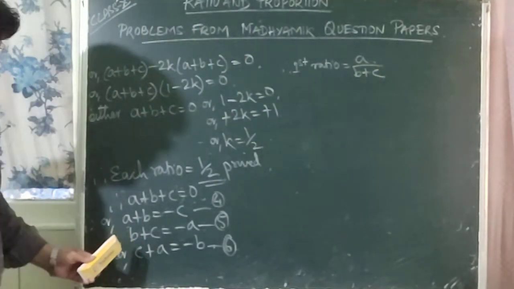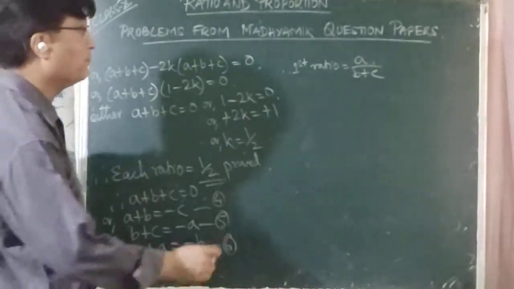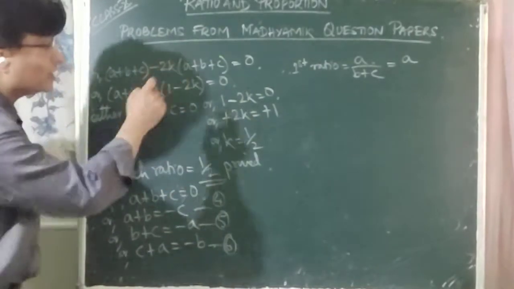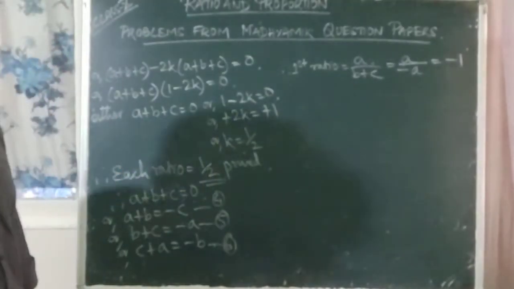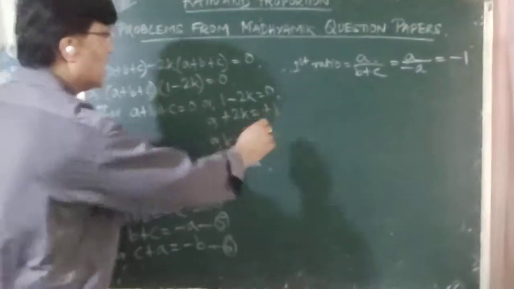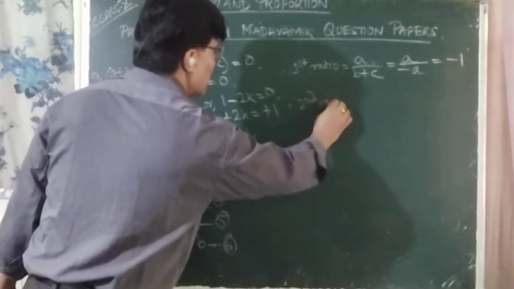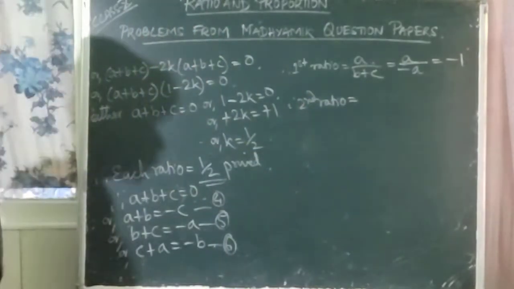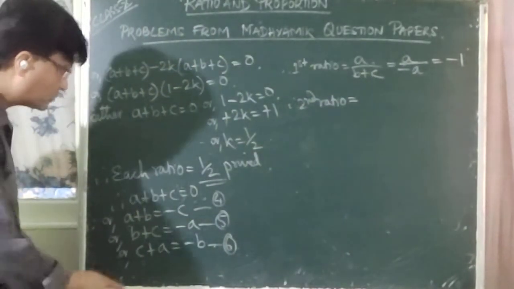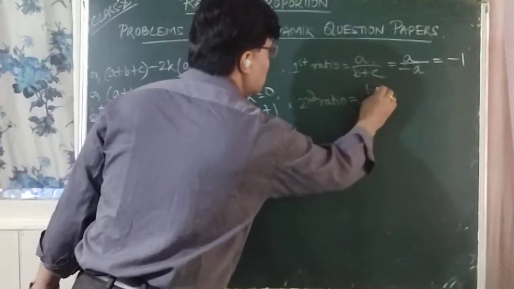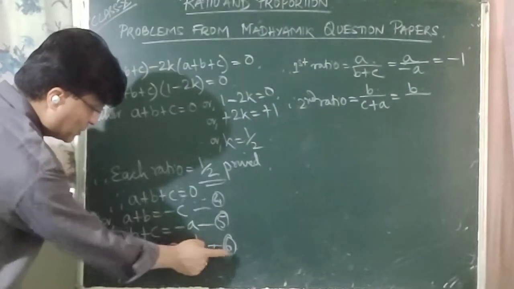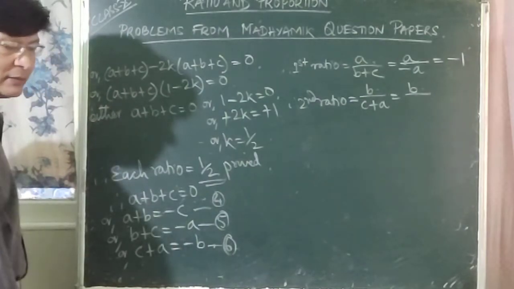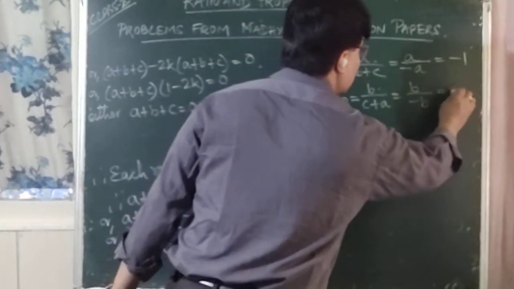So what is the value for b plus c out here from number 5? That is minus a. So it is a upon minus a, since b plus c is equal to minus a from 5. This a will be cancelled, which is equal to minus 1, right? Again, what is the second ratio? The second ratio was b upon c plus a, which is equal to b upon, again what is the value for c plus a from number 6? Minus b. You can put minus b out there. So it is b upon minus b, which is equal to minus 1.